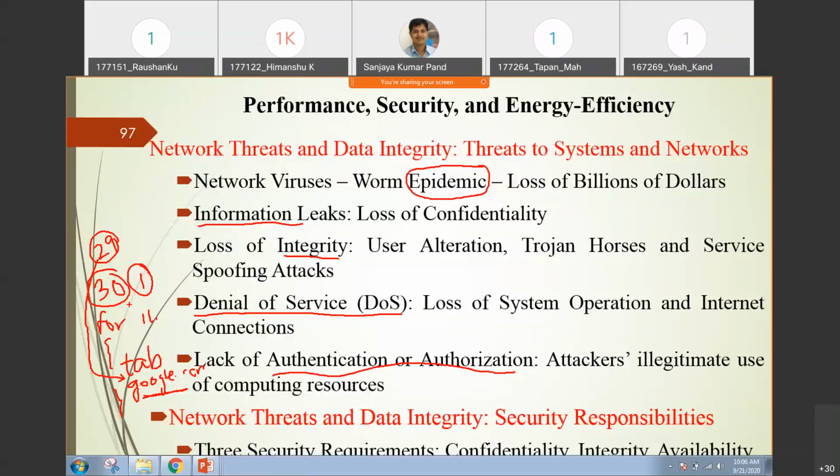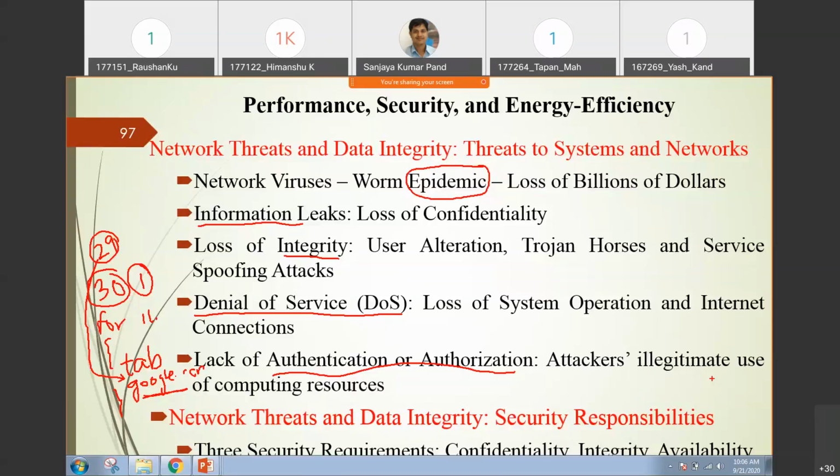But sometimes, the trust you give to your friends can also lead to some kind of attack. That's why it is saying attackers' illegitimate use of the computing resources. The resources are used illegally. If there are no policies in place, then what will happen? Two users accessing the same account.